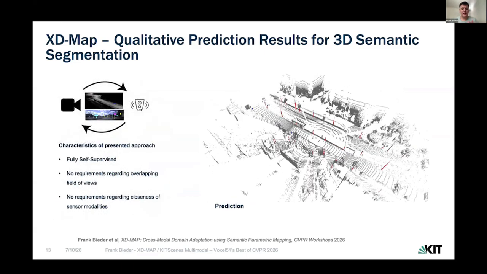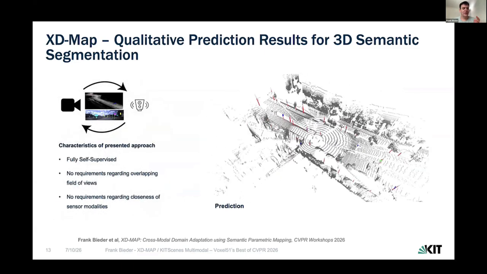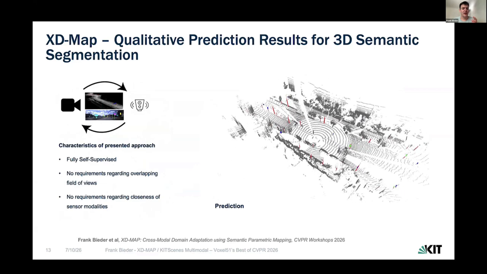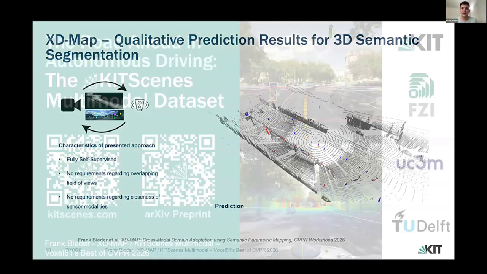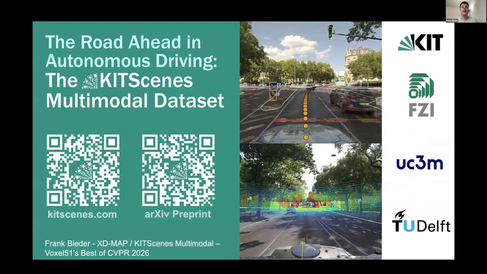So what we did is the full process is fully self-supervised. No human labeling is involved. We don't need overlapping fields of view of the sensors, which is a requirement for most domain adaptation methods. And again, we don't need any closeness. What you see here was done on a custom data set.